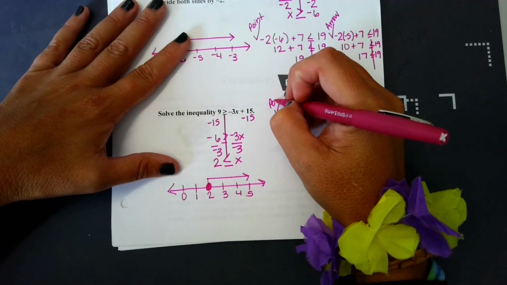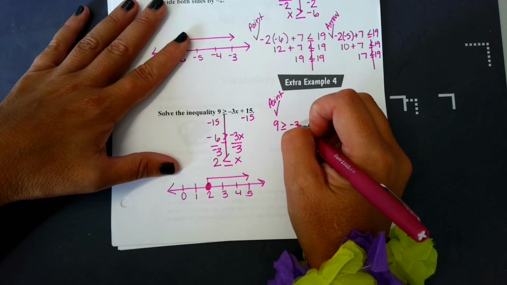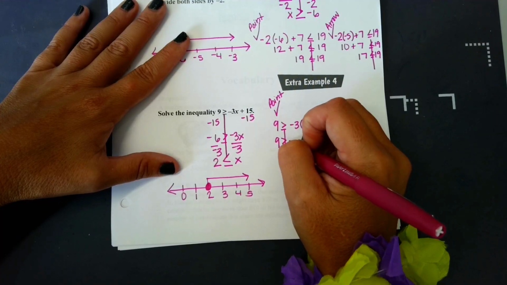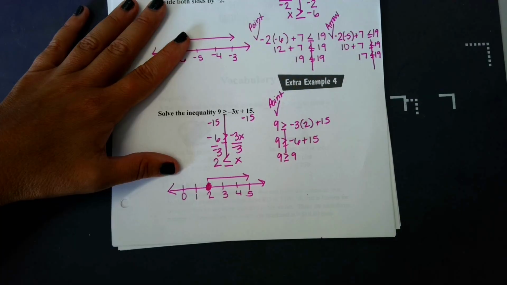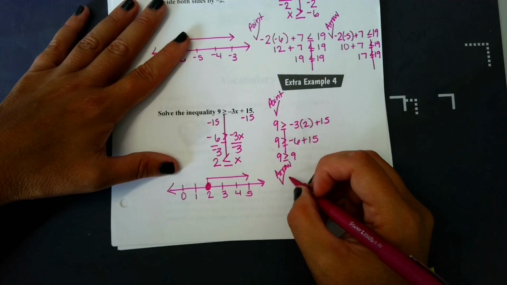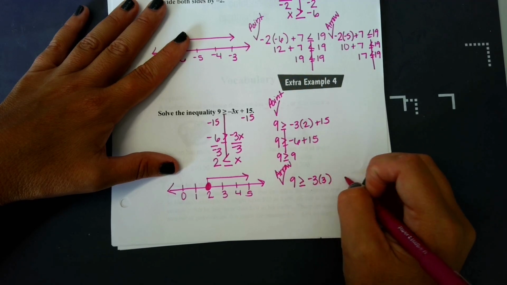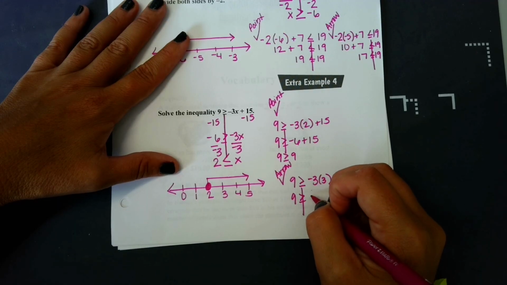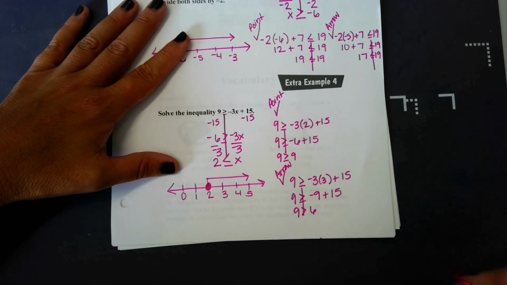I'm going to check my point. 9 is greater than or equal to negative 3 times 2 plus 15. Negative 6 plus 15. 9 is greater than or equal to 9. Does that work? Yep. All right. Do 3. Arrow. 9 is greater than or equal to negative 3 times 3 plus 15. Negative 3 times 3 is negative 9. Plus 15 is 6. Is that true? Yeah.